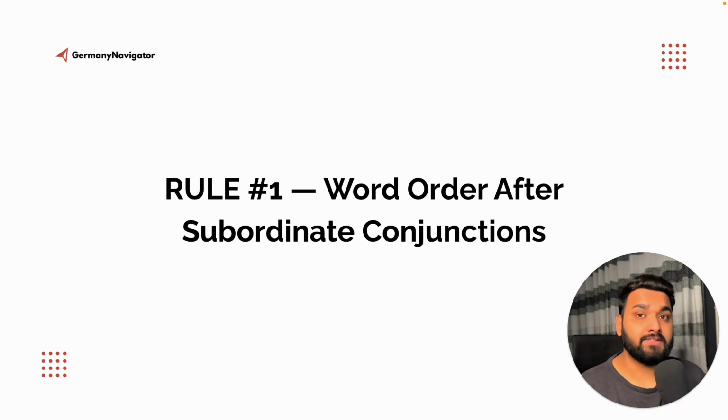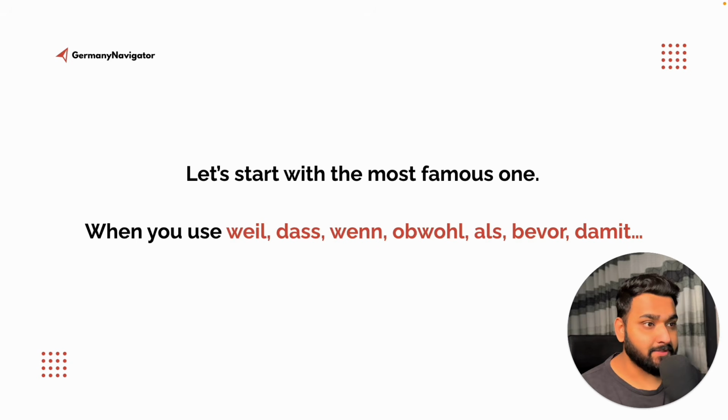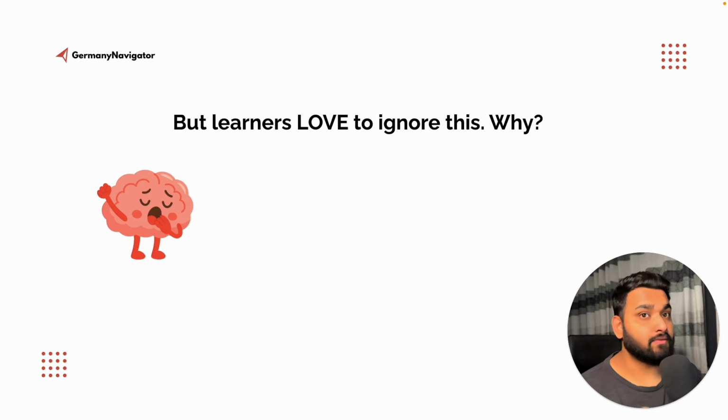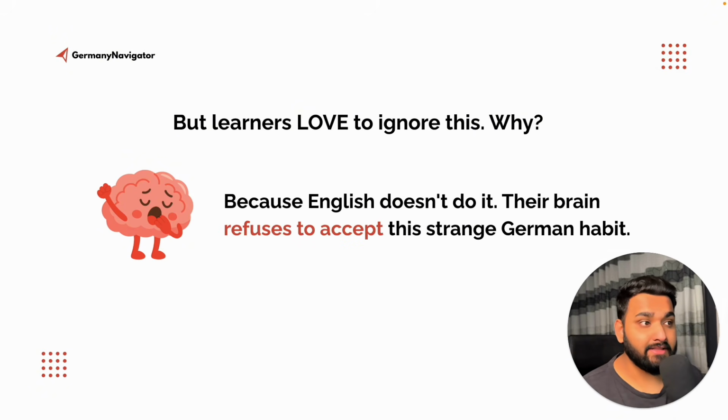Alright, let's start with the first rule, which is misused all the time: word order after subordinate conjunctions. Let's start with the most famous one. When you use weil, das, wenn, obwohl, als, bevor, damit, all these are subordinate conjunctions, and if you use them, you have to put the verb at the last position. But learners love to ignore this. Why? Because English doesn't do it. Their brain refuses to accept the strange German habit.